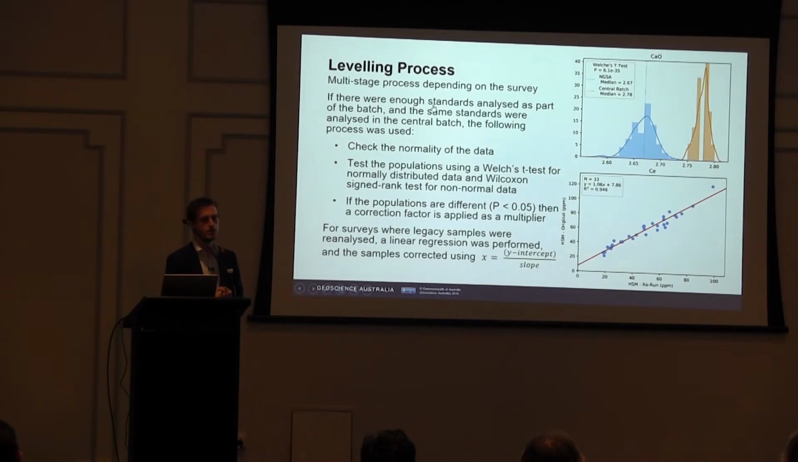of the distribution. If we're assuming normality, then we use a Welch's t-test. If not, we use a Wilcoxon signed-rank test. And this is really to test if the populations are the same. It's the same material, it's the certified reference material, we should be seeing the same results. However, in reality, it's never that easy.